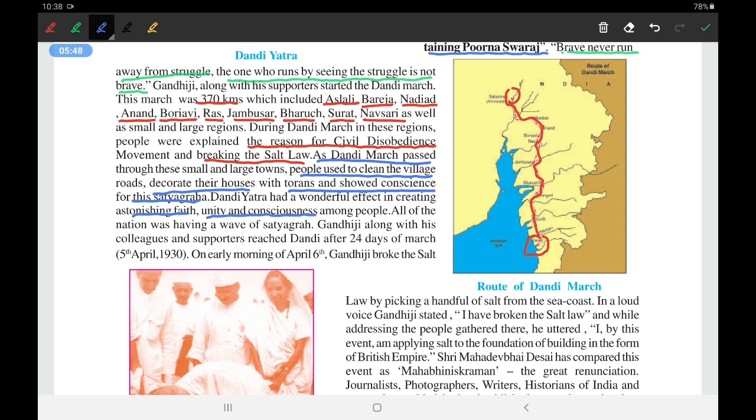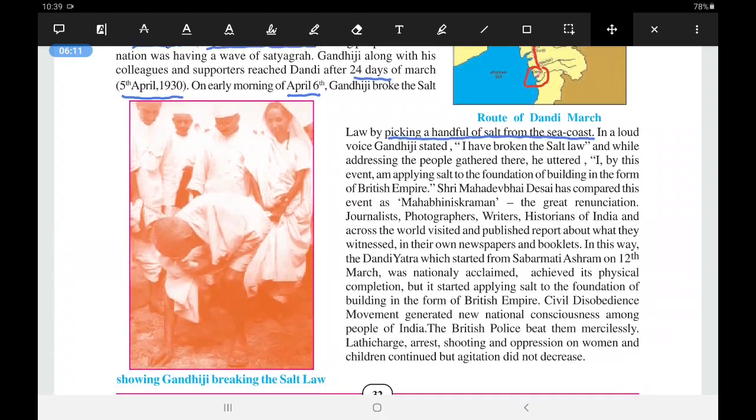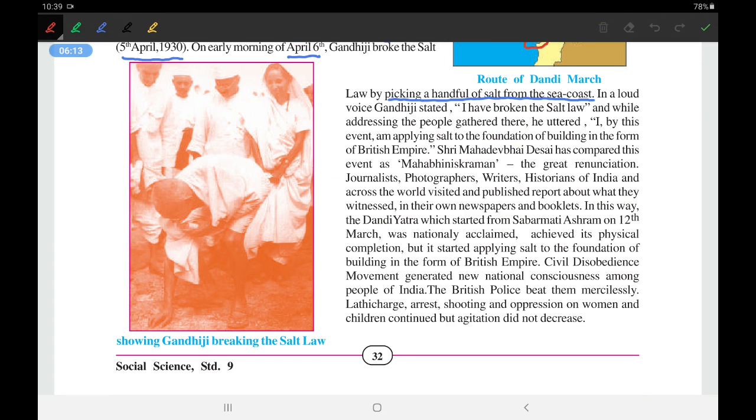Gandhiji, along with his colleagues and supporters, reached Dandi after 24 days of march, on 5th April 1930. On the early morning of 6th April, Gandhiji broke the salt law by picking up a handful of salt from the sea coast. In a loud voice, Gandhiji said, I have broken the salt law.